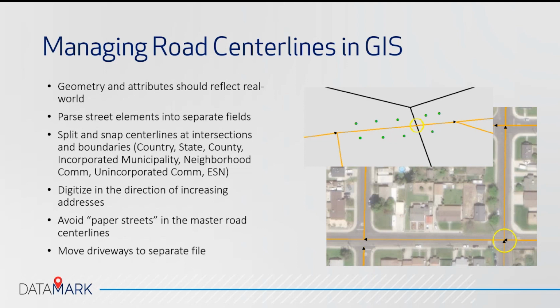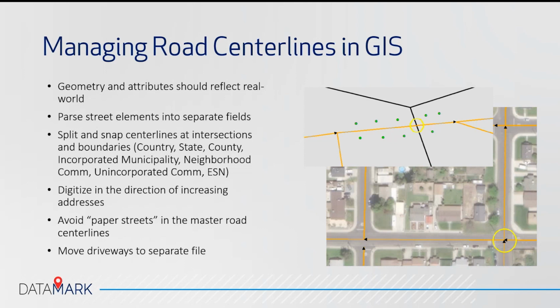Parse your street elements into separate fields. So, North Main Street has to be in 3 separate fields. You want to make sure that you're splitting and snapping road center lines, not only at intersections with other road center lines, but also at boundaries. So country, state, county, incorporated municipality, neighborhood community, unincorporated community, and ESN. Anytime basically you would have an attribute change in one of those fields, you're going to need to split your road center line and update it.